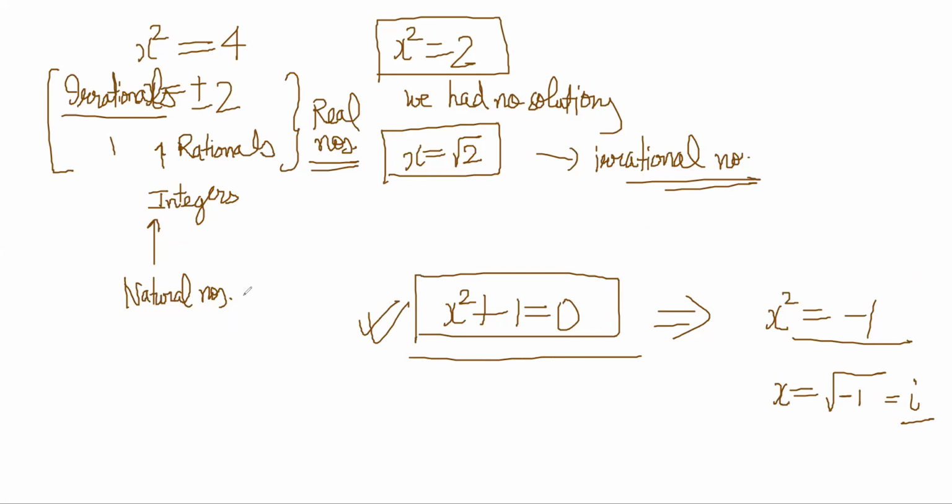So complex numbers are following the natural progression of how we constructed all the number sets. It's nothing very weird or imaginary or out of the world. It's as out of the world as irrational numbers are. Okay, so that is first.